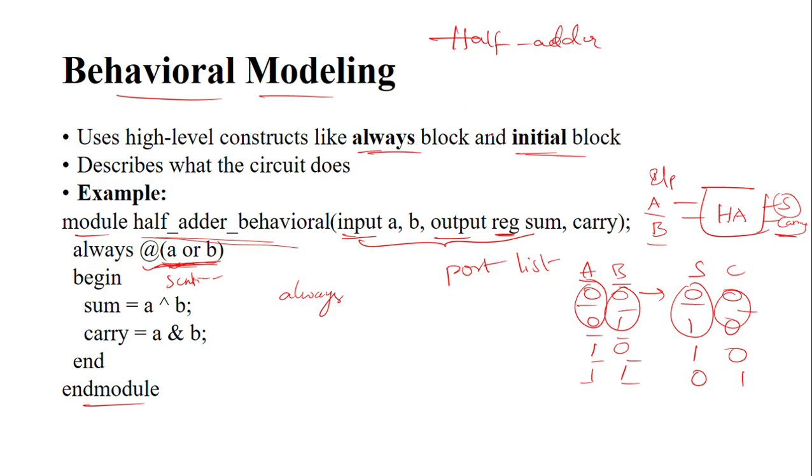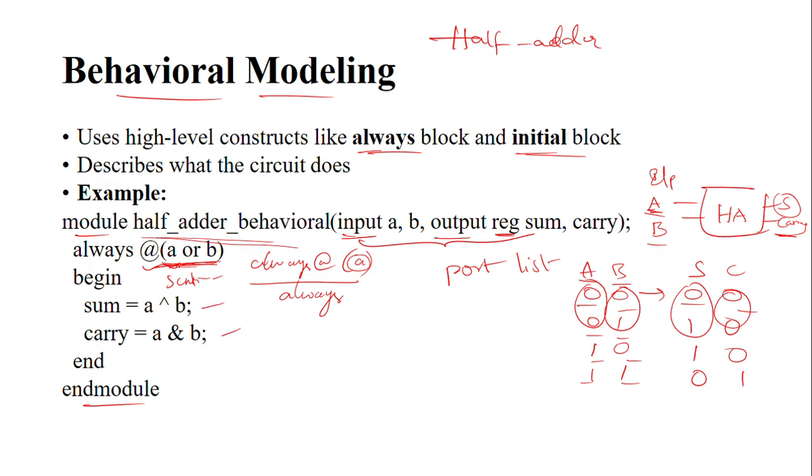If you want my half adder to change only on a change in input A, then we can simply write always @(A). So what does it mean? It means only whenever there is a change in A, we get a change in the outputs. That is how we represent this in the sensitivity list.